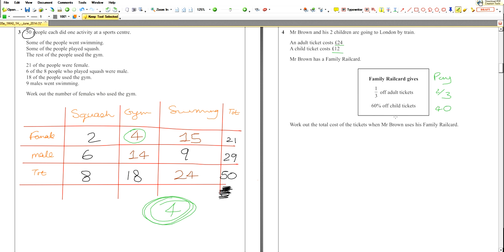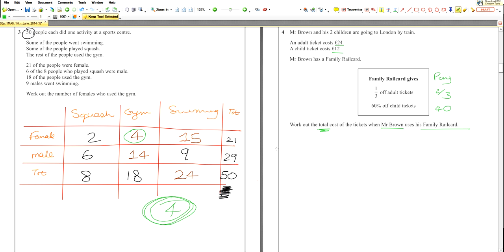So if you have 100% to pay and 60% is forgiven, you don't have to pay it. So you got 40% left. If you have 3/3 to pay, 1/3 is forgiven. So you got 2/3 left to pay. So this is how we're going to think of the question. Work out the total cost of the tickets when Mr. Brown uses the family rail card.